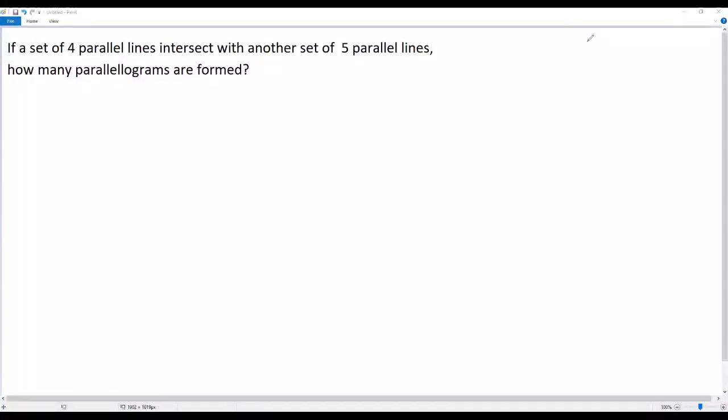Here we have an honors Algebra 2 math problem. Okay, let's go over the question. If a set of 4 parallel lines intersects with another set of 5 parallel lines, how many parallelograms are formed?